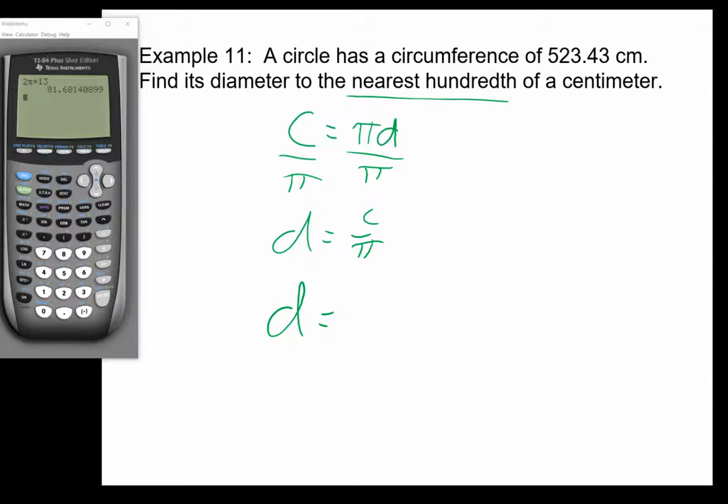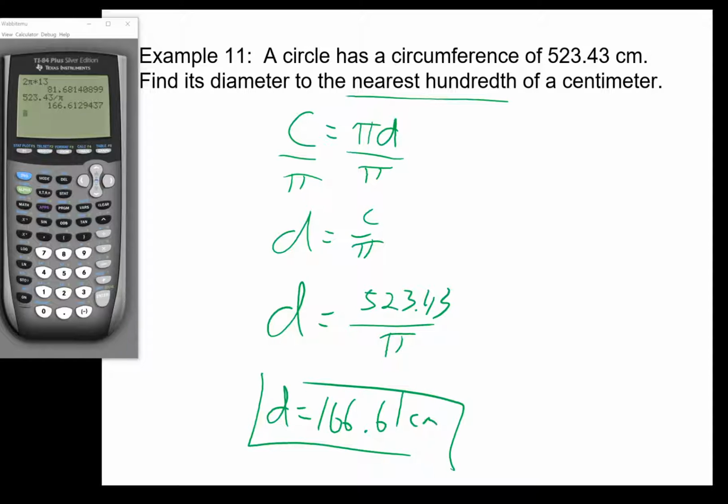So d equals C divided by pi. So d equals 523.43 divided by pi. I just run to my calculator: 523.43 divided by pi. And we get the diameter is 166.61 centimeters.